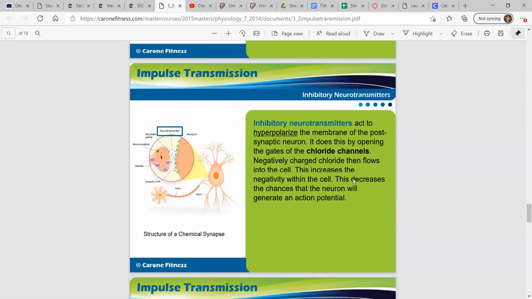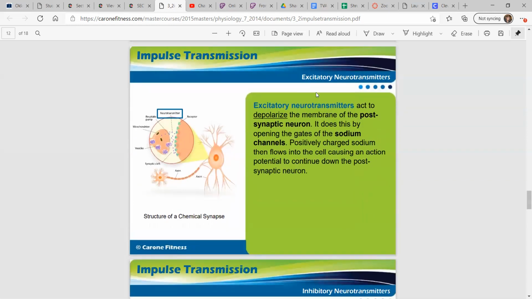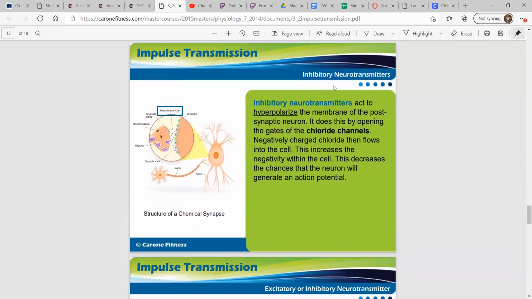Inhibitory neurotransmitters act to hyperpolarize the membrane of the postsynaptic neuron. And this happens by opening the gates of the chloride channels. Chloride ions are negatively charged and they flow into the cell. This increases the negativity within the cell, and this decreases the chances that the neuron will generate an action potential. So excitatory neurotransmitters excite a postsynaptic neuron by introducing positive sodium into the cell, causing an action potential. And inhibitory neurotransmitters introduce negative chloride ions, and that will reduce the chance of something happening with the neuron.